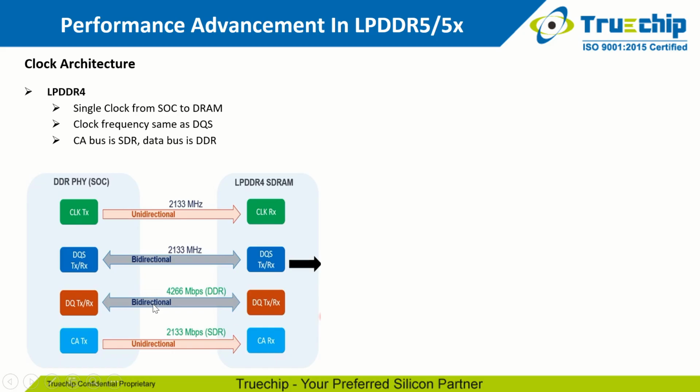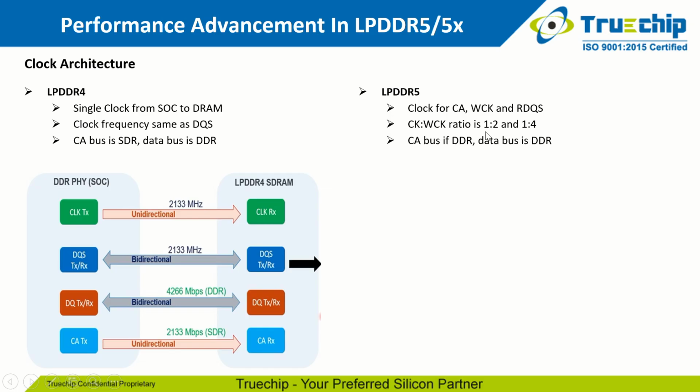Now let's see the clock architecture of LPDDR5. Clock for CA is 800 MHz, WCK and RDQS are 3200 MHz. CK to WCK ratio is 1:2 and 1:4. CA bus is DDR of 1600 Mbps, data bus is DDR of 6400 Mbps.